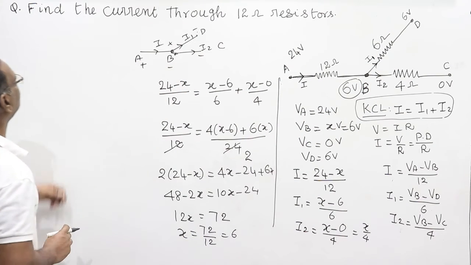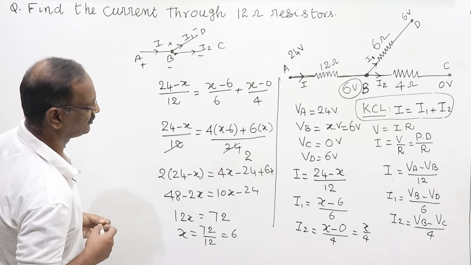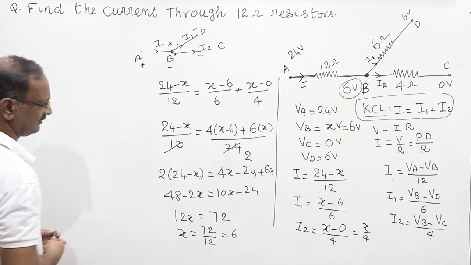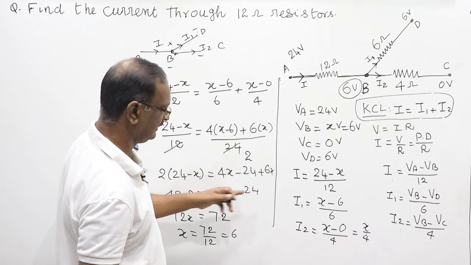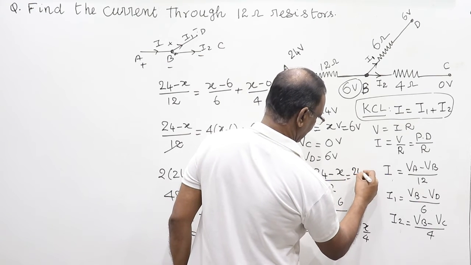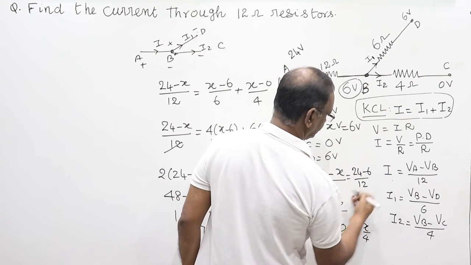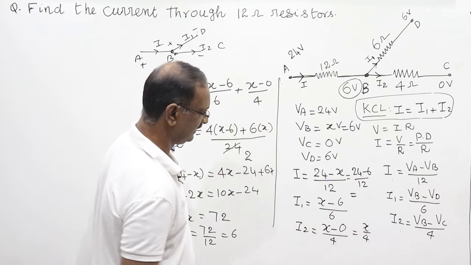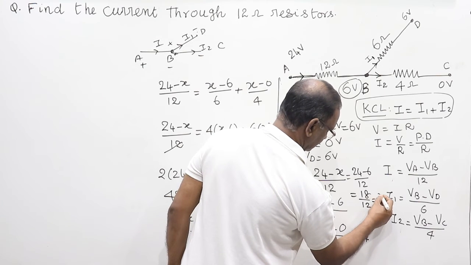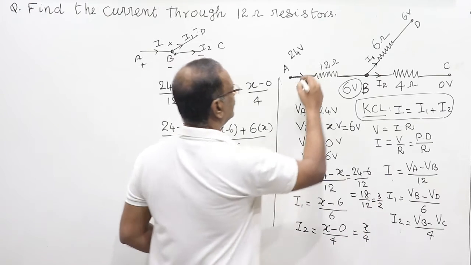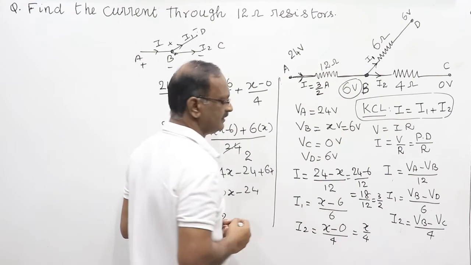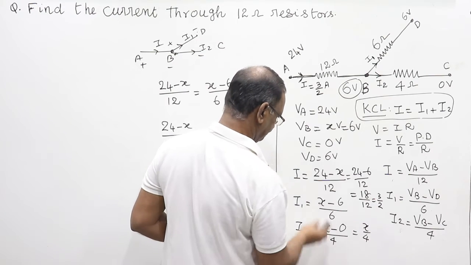Right. Now what we have to find out is the current through the 12 ohm resistor. First we have to find out I1. What is I? We have to find out I. I is equal to 24 minus X, where X is equal to 6. So 24 minus 6 divided by 12, which is 18 divided by 12, which is equal to 3 by 2. So the I flowing is equal to 3 by 2 ampere. 3 by 2 ampere is flowing, that is I.